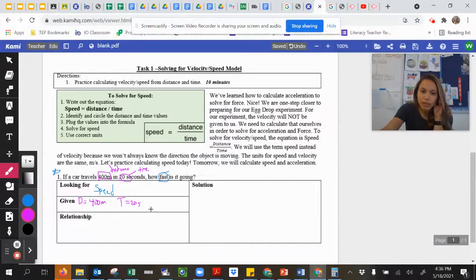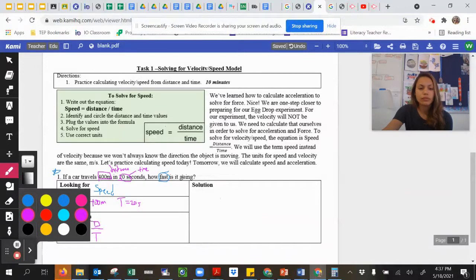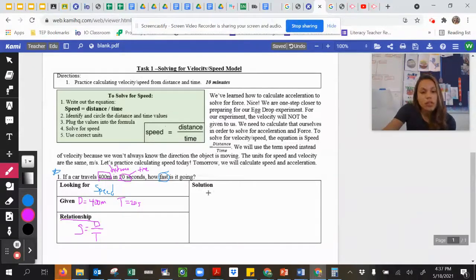Beautiful. Okay, awesome. So what is the relationship? The relationship means, okay, we're looking for speed. So what relationship can we find here? Distance over time. I like to put D over T because it's helpful. So we'll just do distance over time like this. That is our relationship. That is our equation. So now let's solve.